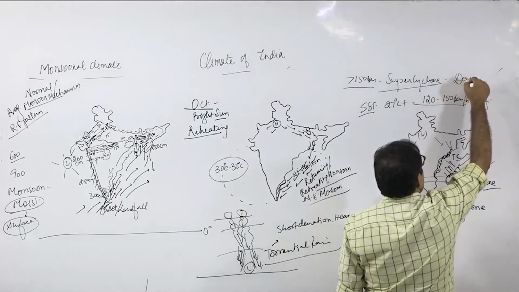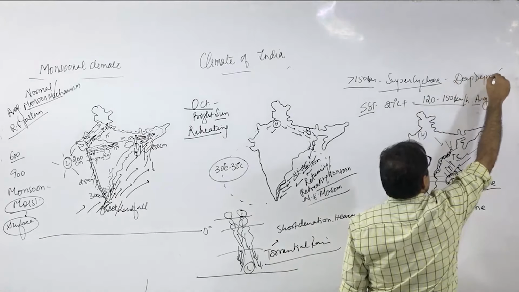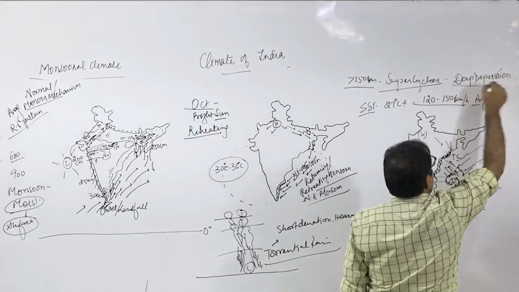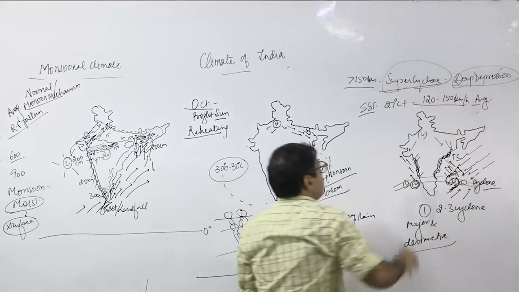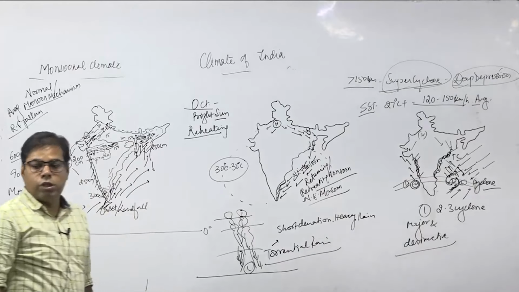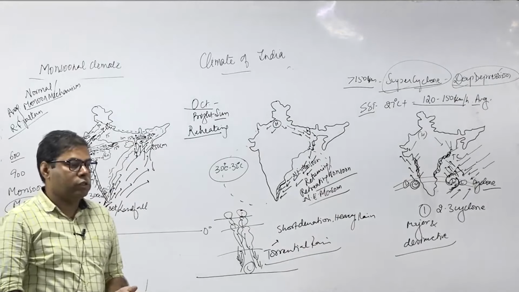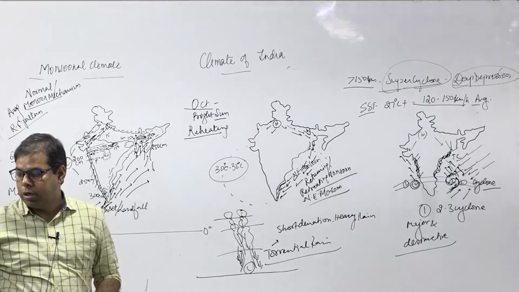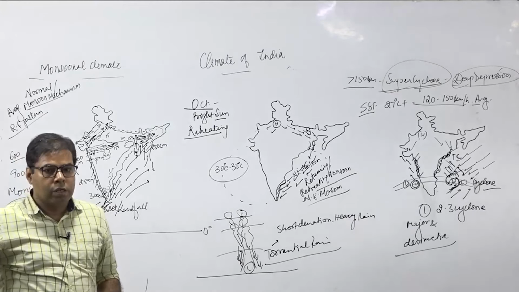So, deep depression is always declared or announced in the super cyclone condition. Deep depression means there will be an excessive low pressure center. Am I clear? समझ में आ गए, right?